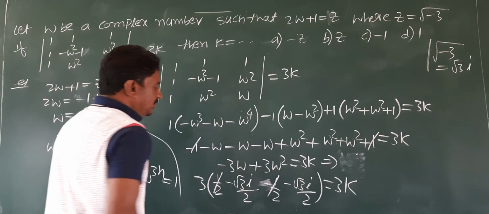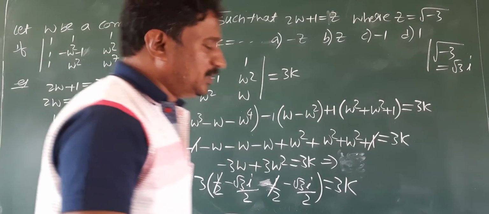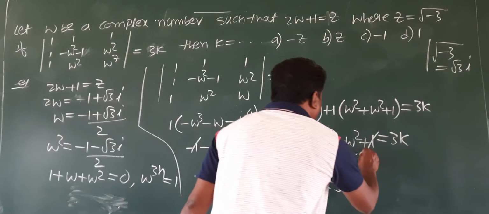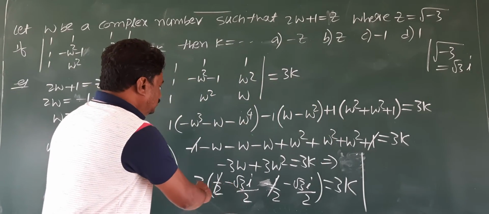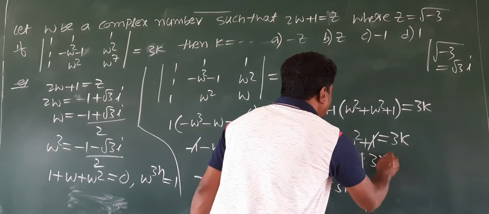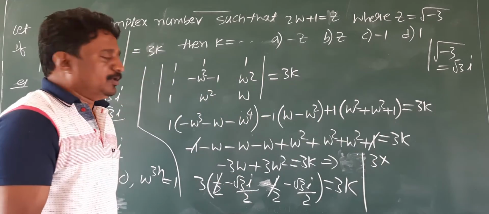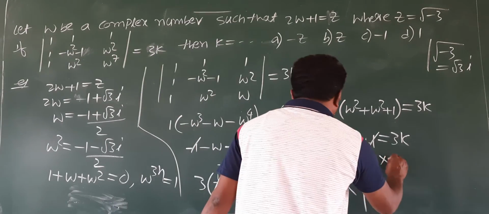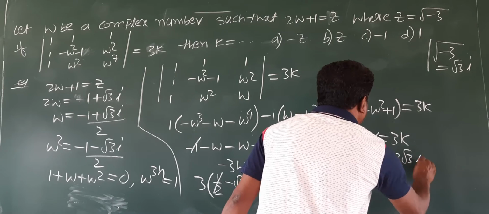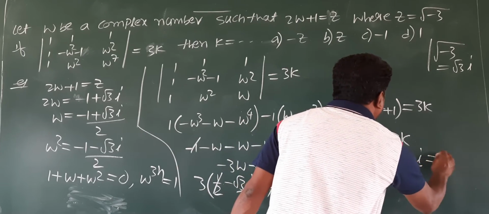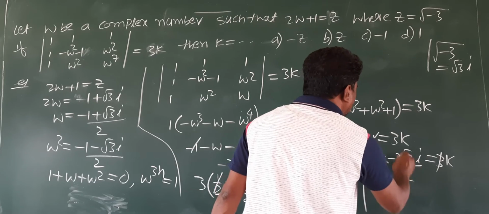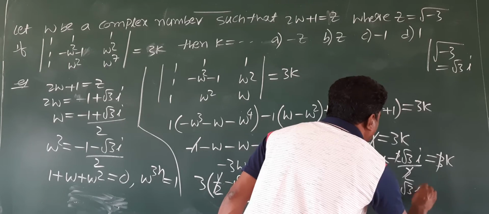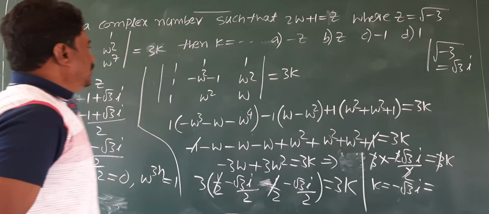Minus 1 by 2 plus 1 by 2 gets cancelled. Simplify that, students. So write, simplify that. Look at this. Minus 3 into minus root 3 i by 2 minus root 3 i by 2, 2 times, you had both. Minus, so 2 root 3 i by 2 is equal to 3k. 3 gets cancelled, 2 gets cancelled. So k is equal to minus root 3 i. k is equal to minus root 3 i.